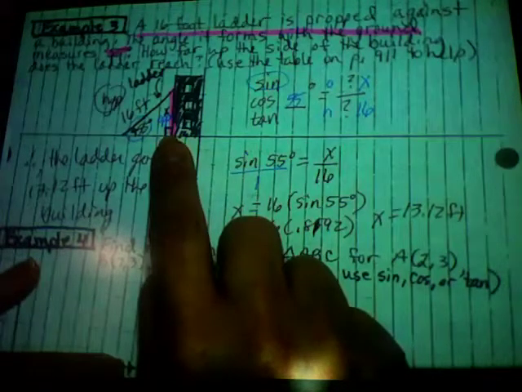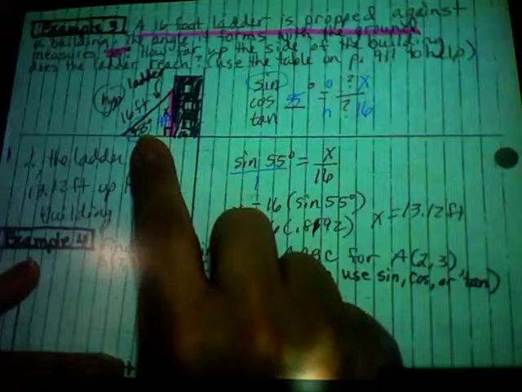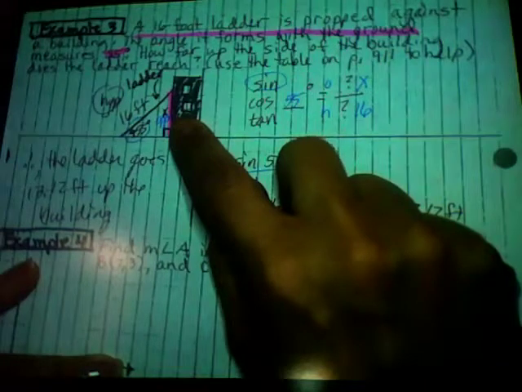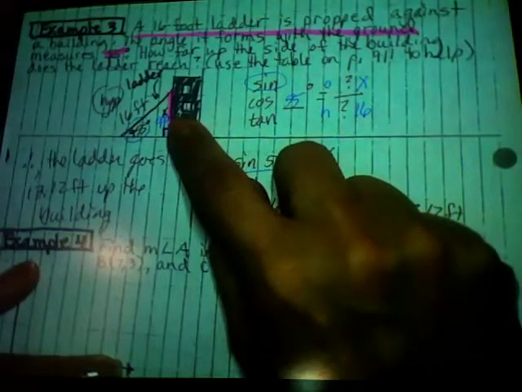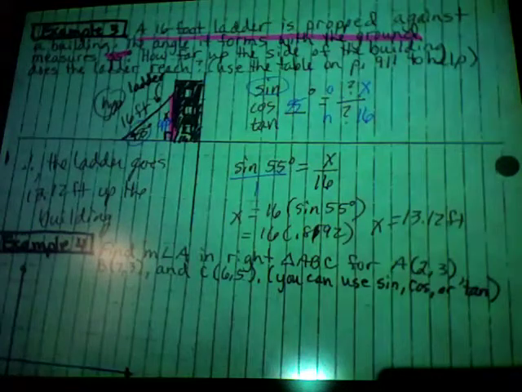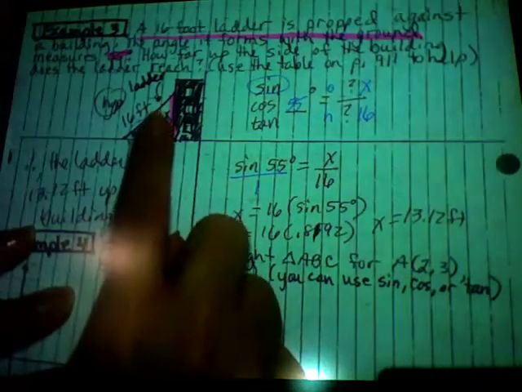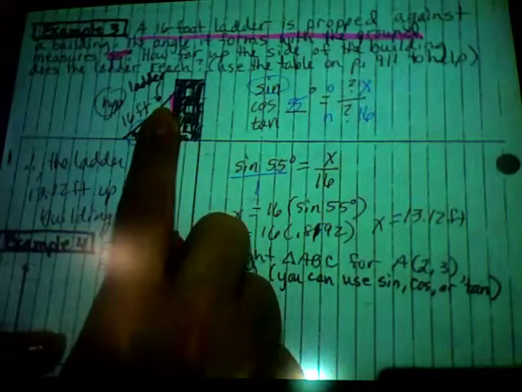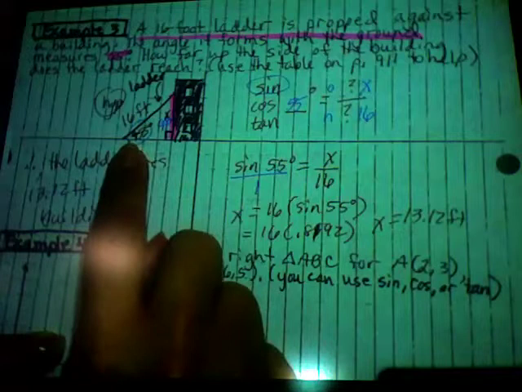And then the question said, if this is a 55-degree angle and you have a 16-foot ladder, how far up the building, so this would have to be our X or unknown, could the ladder reach? Then you have to look at the angle that they've given you. If this is 55 degrees, I know I can find this angle over here just by subtracting it from 90, right? There's no need to do that unless you're dying to. I'm going to consider this my angle of reference.